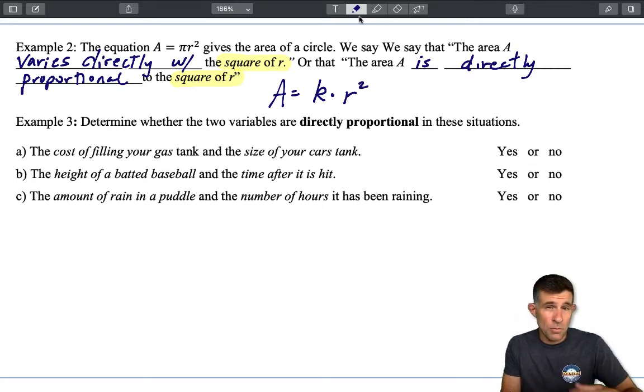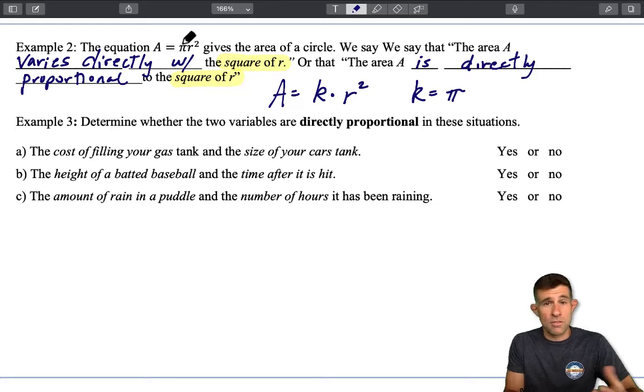Now, it just so happens we actually already know the constant of variation for the area of a circle. In this case, it's kind of unique. K is actually pi. And that's where we come up with this direct variation equation for the area of a circle. All right, in example 3, we simply want you to get the idea of what it means to be directly proportional as you think about different variables.